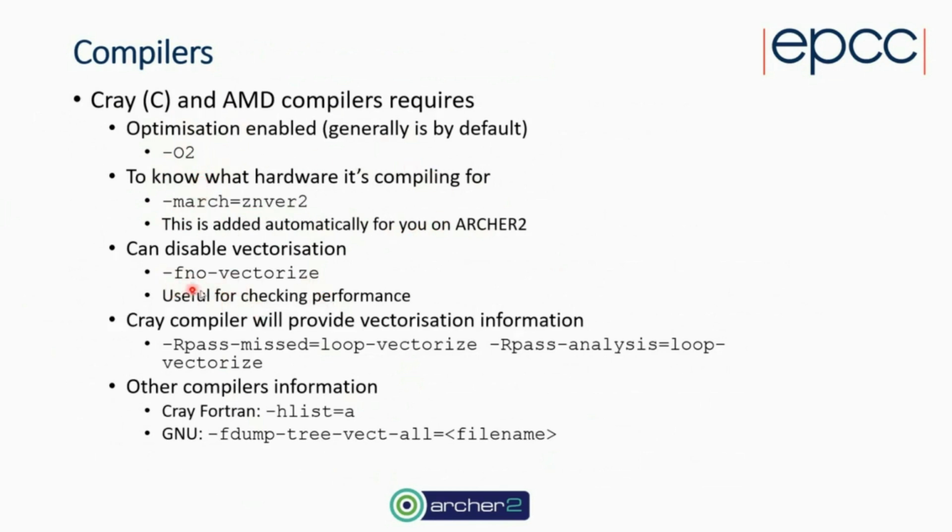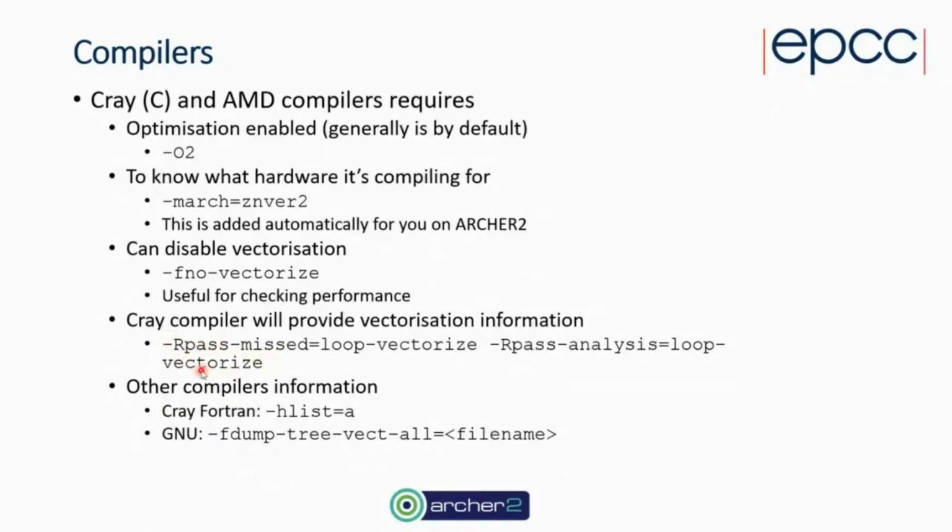You can actually turn the vectorization off by using this -fno-vectorize flag, and that can be useful to run your code without vectorization and see if you get a performance difference. And if you don't, then it's likely your code is not vectorizing well. And then what's really useful and important is you can get the compiler to print out information when you compile your code to tell you whether it vectorized things or not.